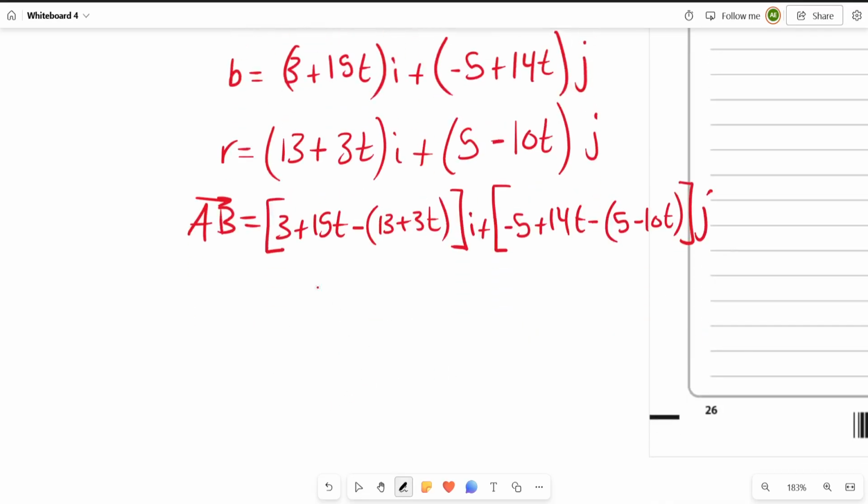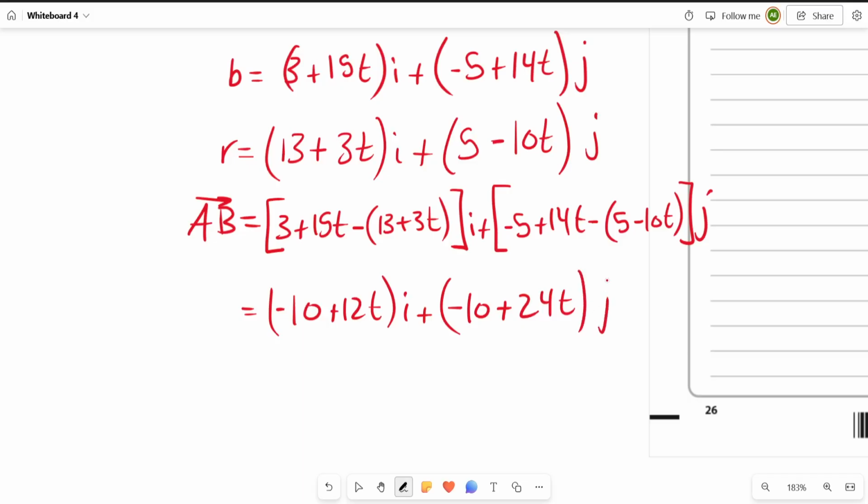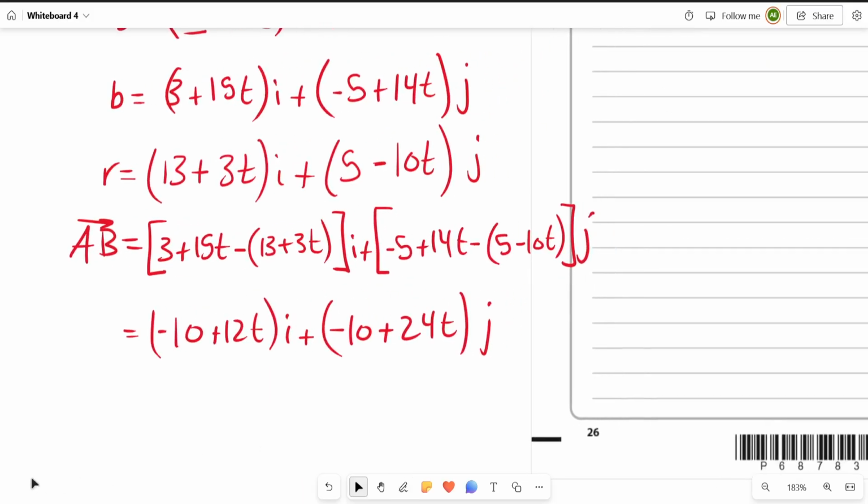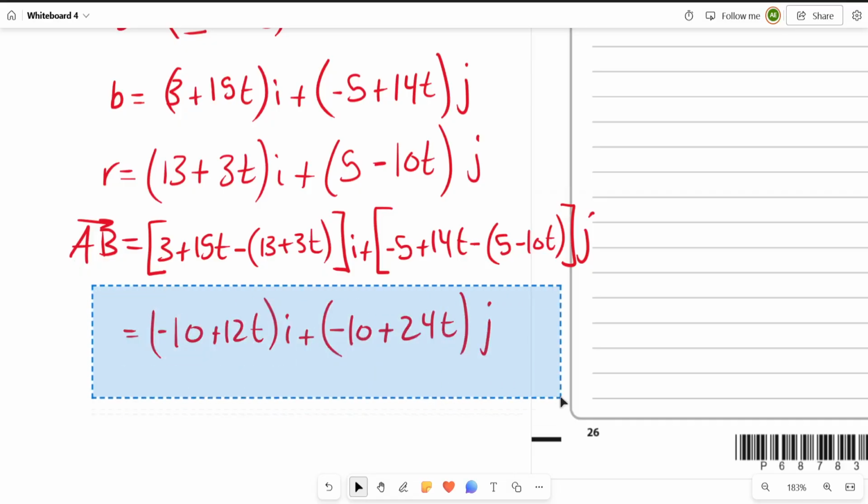So computing this, we have 3 minus 13, that is going to give me a negative 10. And 15 minus 3 is going to give me a plus 12t. This is in the i component. Plus, we do the same for the j. We're going to have minus 5 minus 5, so this is going to be minus 10. And then we have 14 minus negative 10, so it's the same as 14 plus 10. So 14 plus 10 is 24t in the j. And this is our AB vector over here.